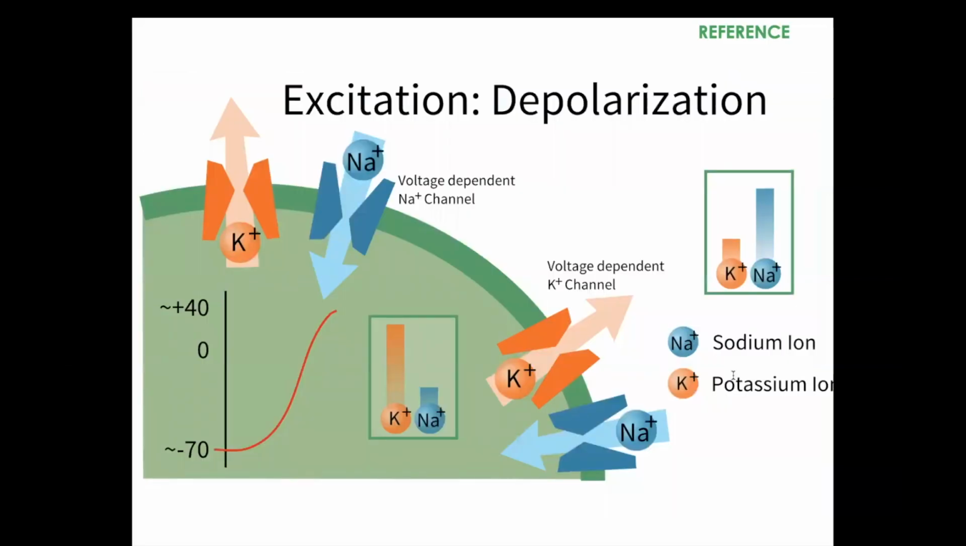And then here's another image that shows the flow of sodium and potassium ions that occurs during depolarization and repolarization. On the inside of the cell, there will be more potassium ions, and on the outside of the cell, there will be more sodium ions. The difference in concentration of these two ions is what causes the membrane to have a negative charge at rest.